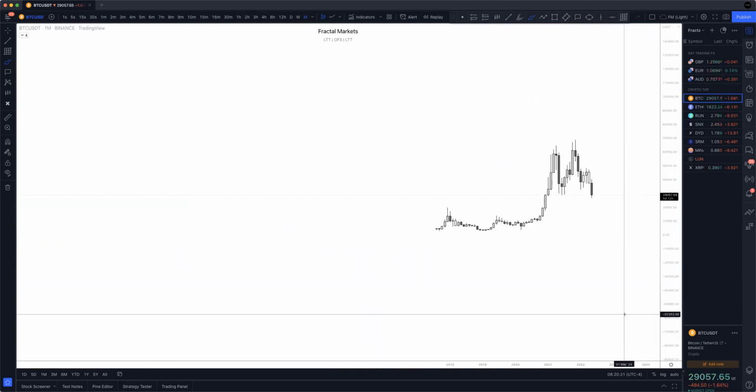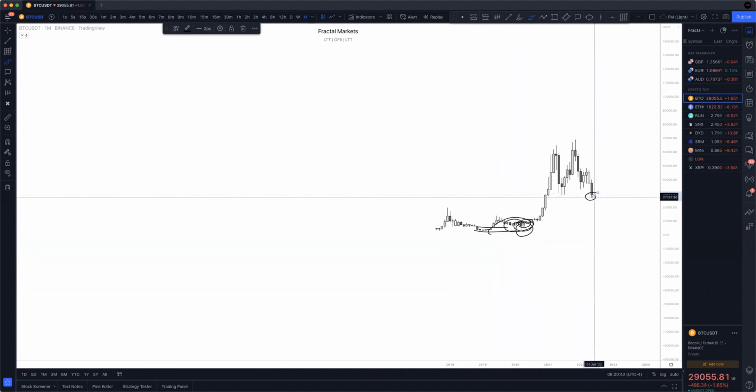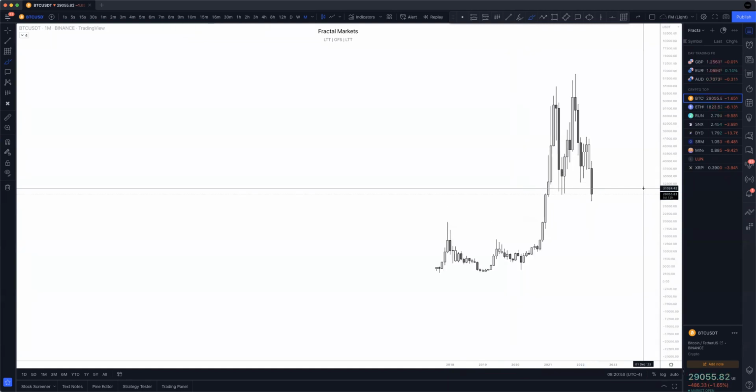Look at your monthly. Where's demand right now? Probably here, or underneath here, right? If you're buying here, you're out of your mind. Dollar cost average, people just don't know what they're doing. People just don't understand how a chart works and where demand sits.